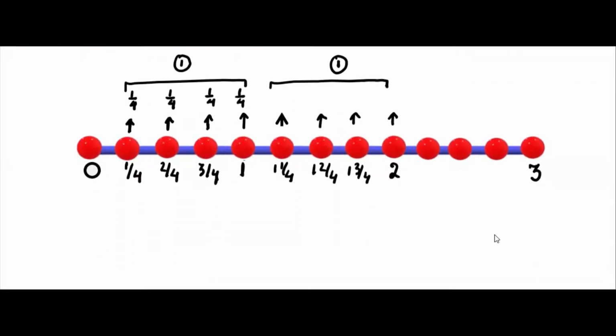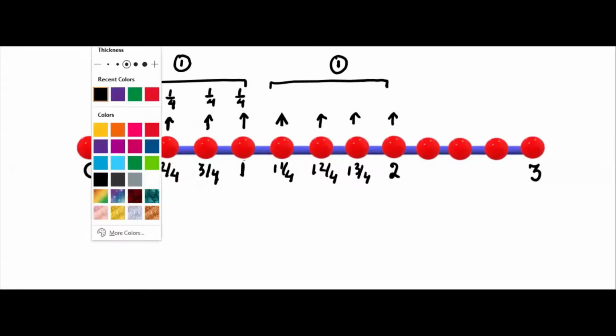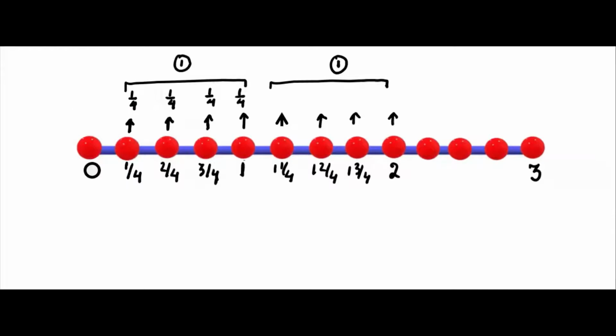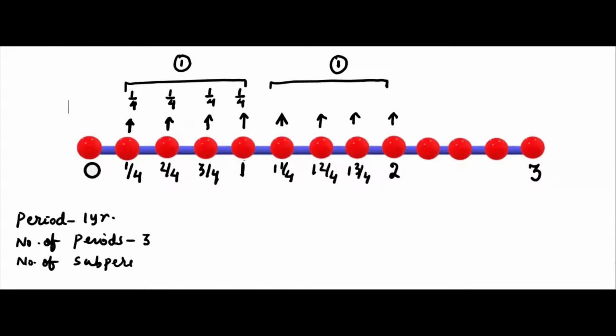Here number of periods you see there are 3, and also you have to write period is 1 year. We are not writing because by default we are taking period 1 year. Okay, let me write here period 1 year, number of periods 3 here, and number of sub periods in each period.